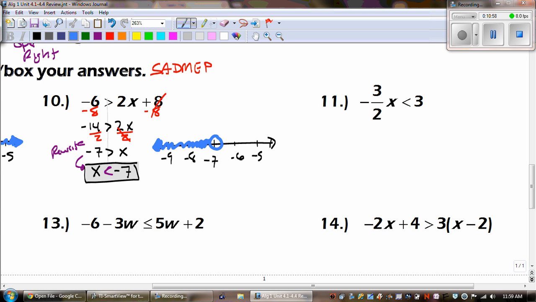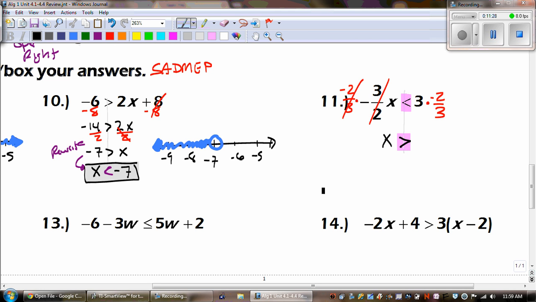Okay, number 11. Now, to get the x by itself with a fraction, I'm going to multiply by the reciprocal. So I'm going to multiply by -2/3. Now, I just multiplied by a negative, which means I have to do something with my symbol. That's right, I have to flip it. So we're going to change the direction of it.